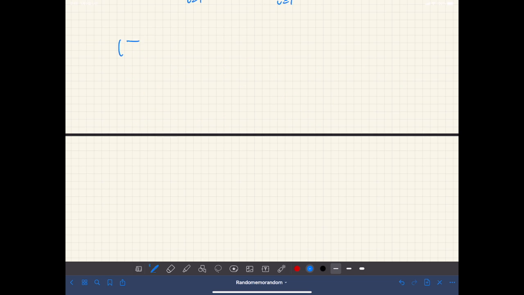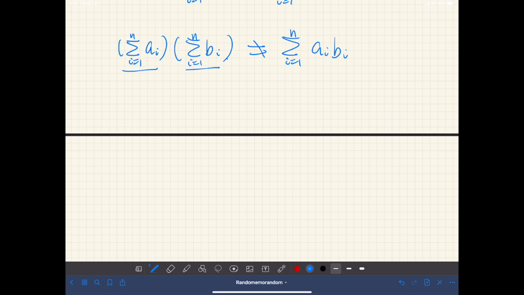Next, let's consider this type of summation: the sum of a_i times the sum of b_i. So what is this? Remember, each of these is a sum. So this is not equal to this. Now, this is a very common mistake, but this is wrong.